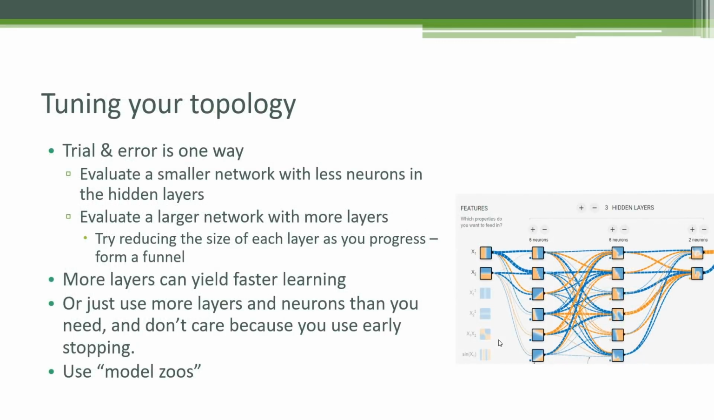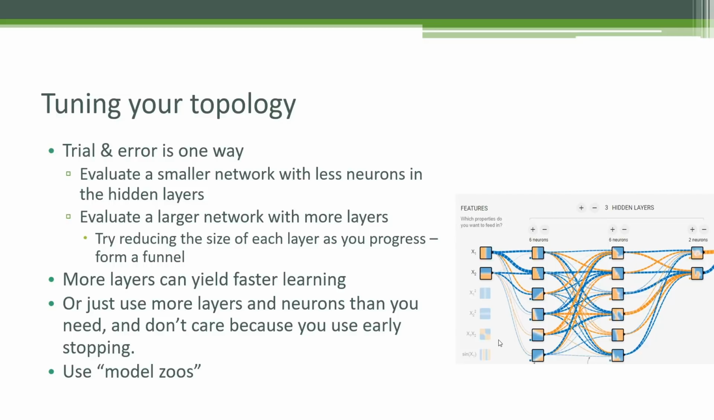Let's talk about tuning your topology. Another way to improve the results of your deep learning network is to just play games with how many neurons you have and how many layers of neurons you have. One way of dealing with it is just trial and error. It's kind of what we did in TensorFlow Playground. But there can be a methodology to that even. You can start off with the strategy of evaluating a smaller network with fewer neurons in the hidden layers, or you can evaluate a larger network with more layers. So basically, you want to see, can I get away with a smaller network and still get good results? And just keep on making it smaller and smaller until you find the smallest it can be safely.